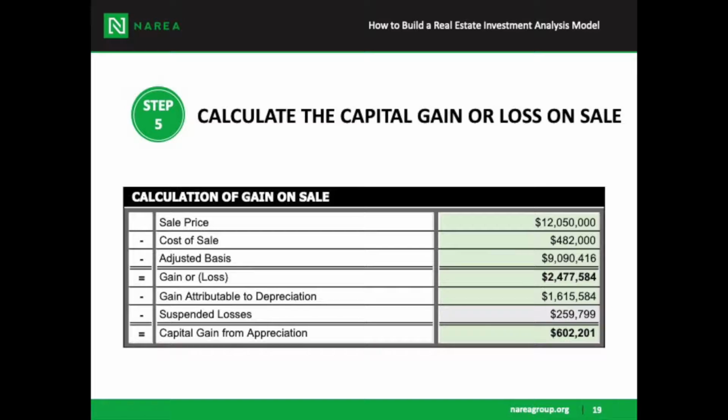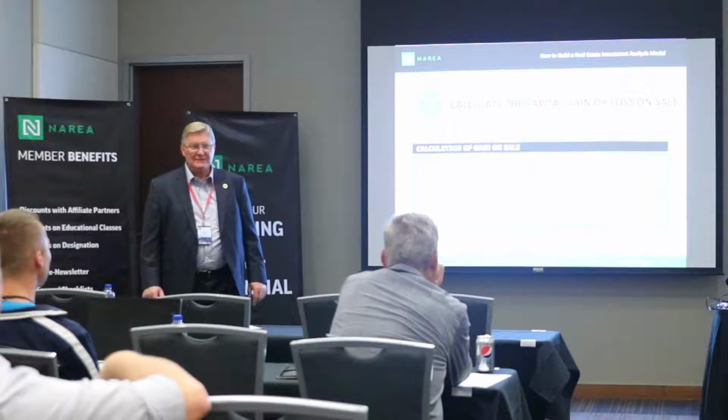But that gain is based on 2 components. It's based on gain that's attributable to the depreciation because you deducted all your depreciation from your adjusted basis. So you have to figure out how much of that gain really relates to that. And then you have to subtract what's called suspended losses. Have you heard of those? Any idea what a suspended loss is?